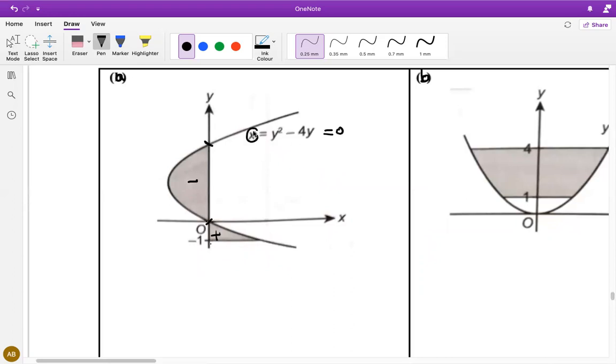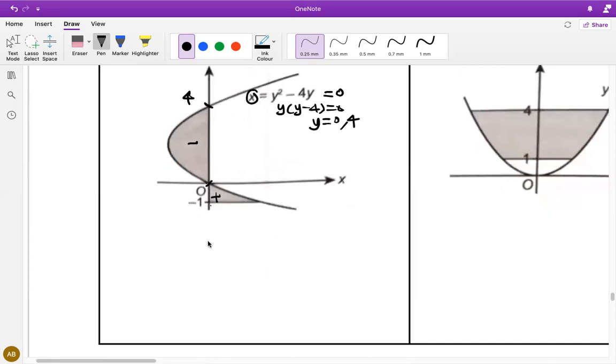So now x is 0. So x is 0. So you get y times (y minus 4) is 0. So y is 0 or 4. So here is 4. So you can solve this. Okay, you can solve this. Okay, so here is -1 to 0. And then y squared minus 4y dy.